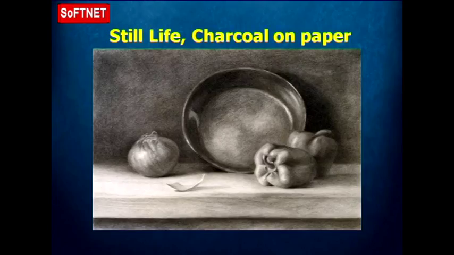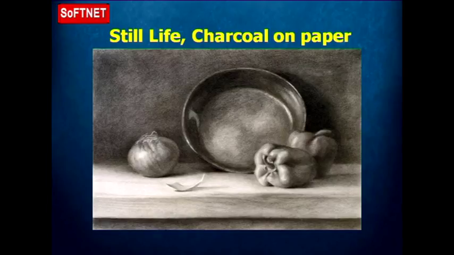Still life becomes prominent during the time of Baroque, which is the 16th, 17th century, and extensive, very beautiful and detailed still lifes are produced, particularly in Europe, in Dutch as well as other cities. This is created by charcoal, and you can see in this particular still life you have two capsicums and an onion, and you have a vessel over there.